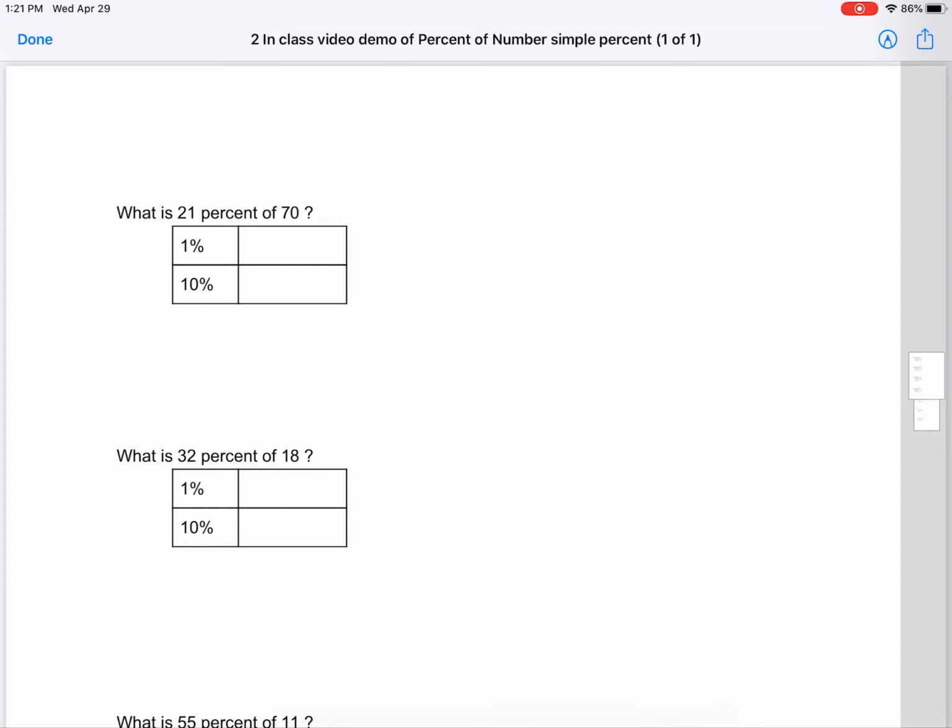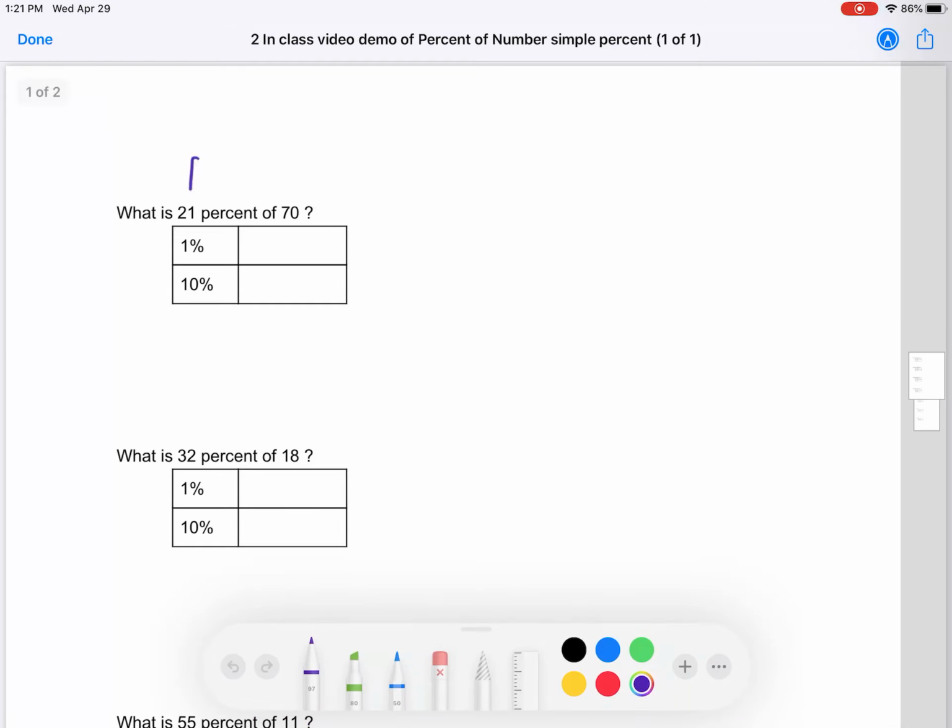Hey, so here's just the in-class work for the percent, and I called it simple percent. I don't know if there's a really better way to do it, but if you notice, our percents are no longer 1%, 10%, 30, 40, 50, 60%. Instead, we're choosing something like 21%. Why we did that, hopefully that'll make sense in this little demo video. So we're looking for 21% of 70.